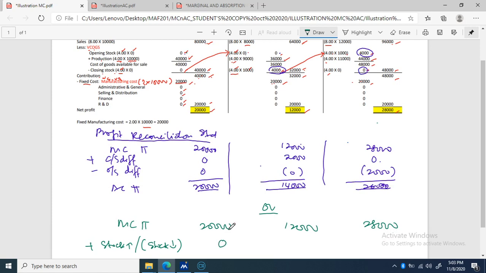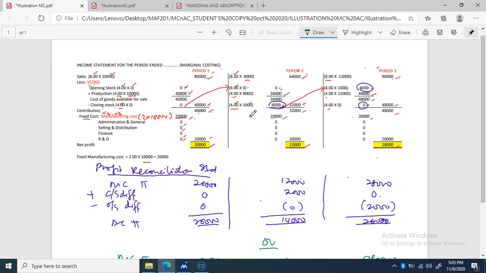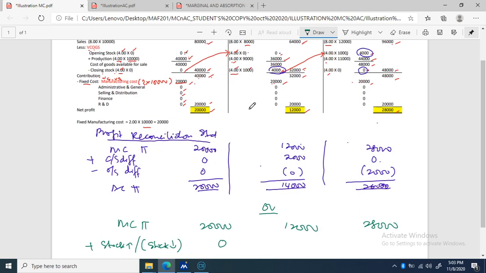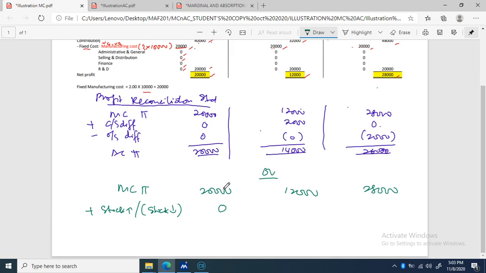Okay, refer to period 2. Opening is 0 and then closing is 1,000. So stock increases, and for a stock increase we should plus. How many? Sorry, 1,000 units.